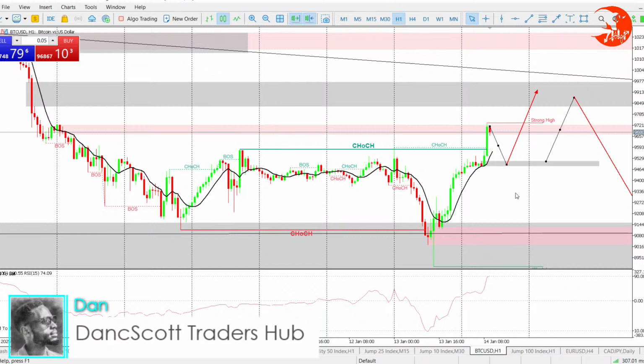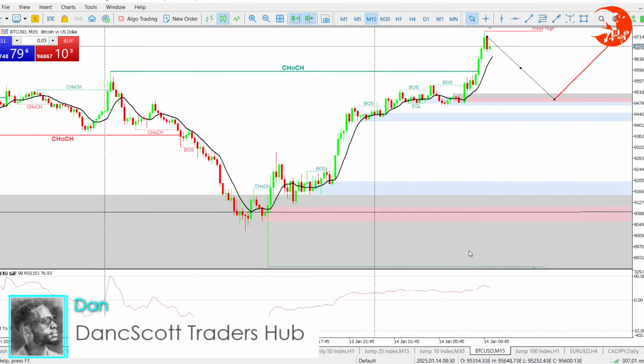So if we know that there's a possible pullback on H1, then we can head over to M15 and look at what price is doing. Do we have a confirmation to enter sells? No. So what can we anticipate? Pull back there, then be ready for this move. Perfect. So that's what I'll be waiting for.